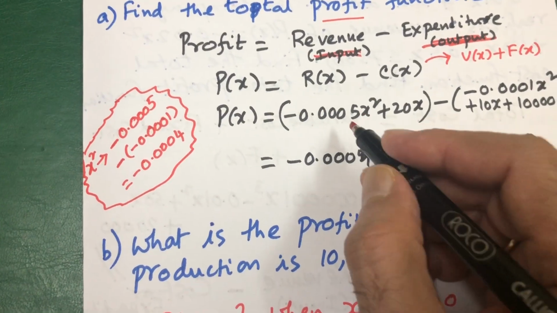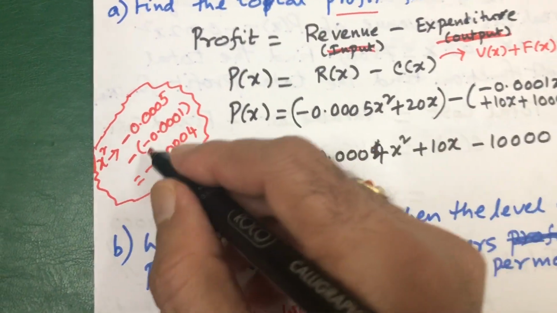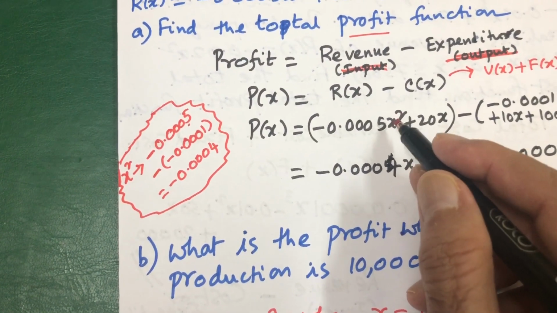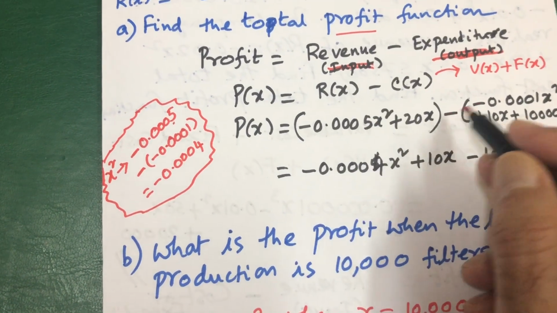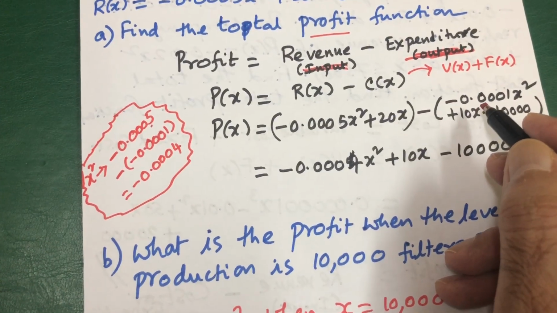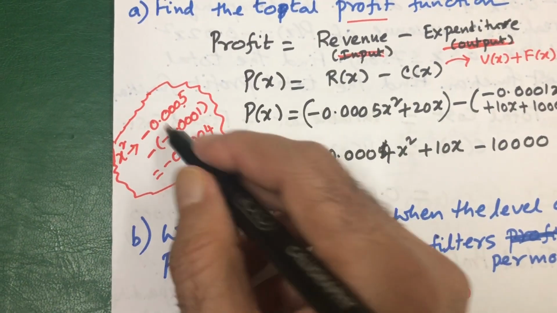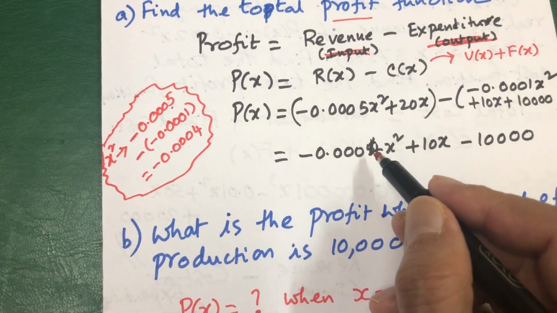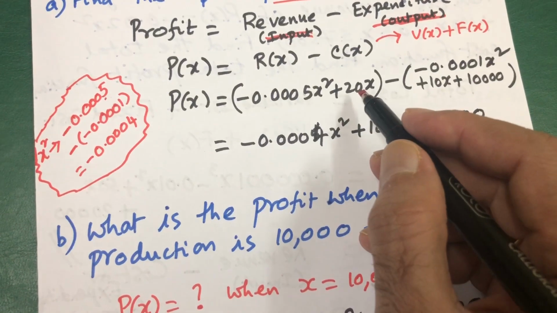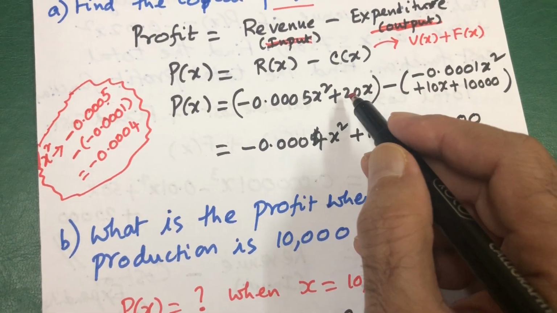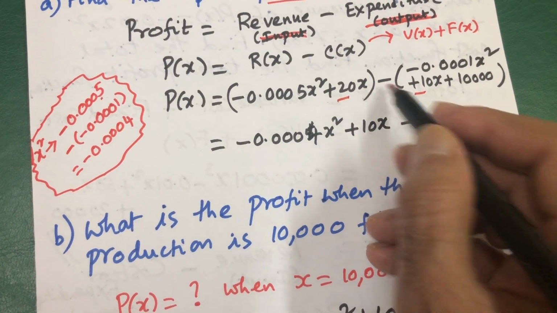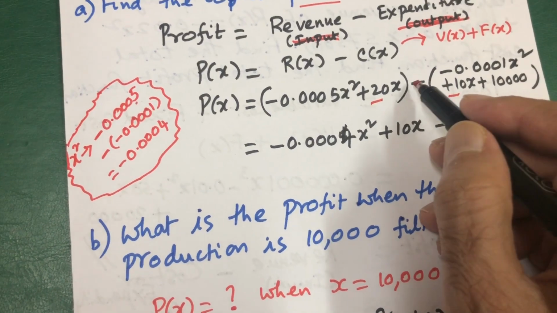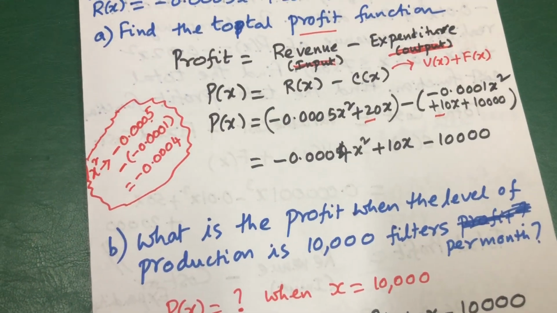So when you do it, this is minus 0.0005, minus 0.005, therefore x square. When you put it in the calculator, the calculator will not understand x square, so I put x square together, minus this, use calculator, I get minus 0.0004 x square. After that I put 20 minus 10x. Minus times plus is minus, 20 minus plus 10. If you use calculator you get 10. And this is minus 10,000. So that way you get the answer.